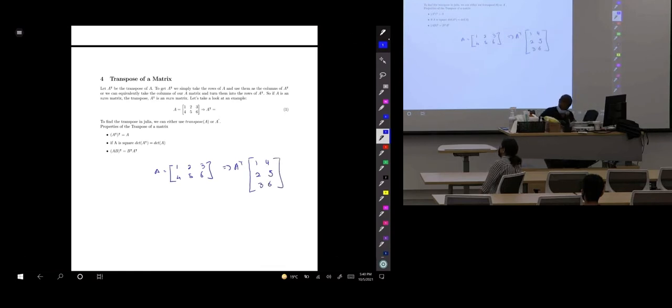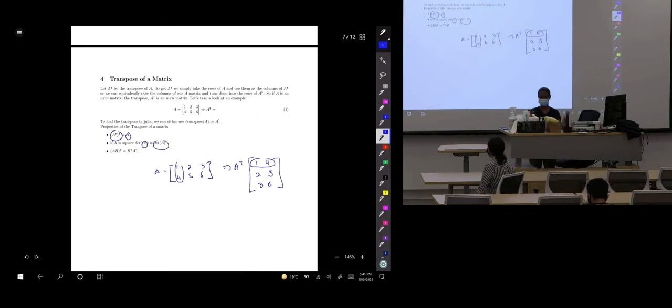So the transpose is really, you just take the columns and you make them your rows. And you keep doing that over and over again until you're done. Some properties of the transpose of a matrix: if you take the transpose twice, you end up with the original matrix. If A is square, then the determinant of the transpose of your matrix is the exact same thing as the determinant of that matrix. You may ask yourself why, and it's actually not that hard to prove. So if you're curious about that, you can come to me after class or during office hours.